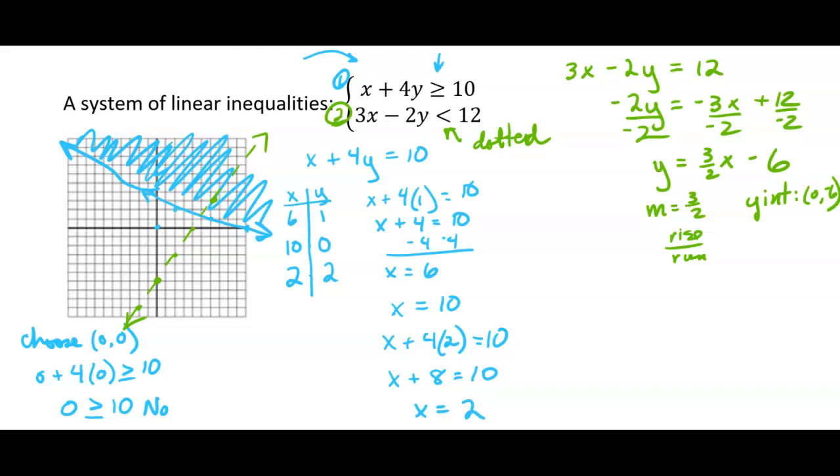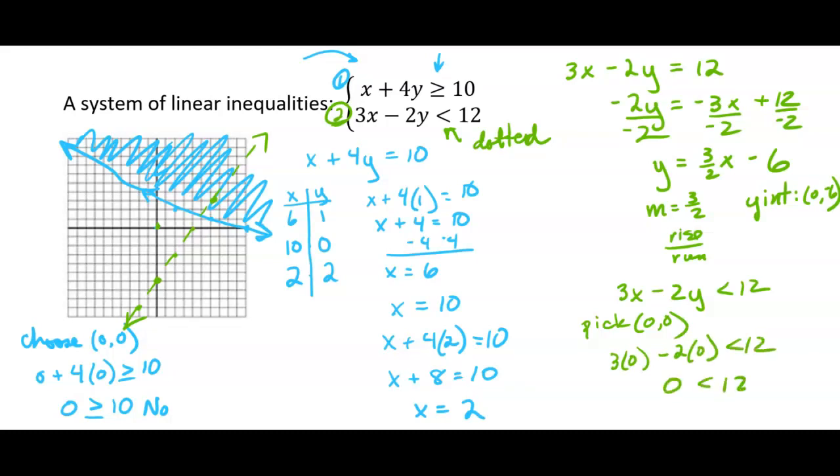Okay, pick a point not on the line. So I'm going to pick 0, 0 again because I can. And I'm going to plug it into the original inequality. So the inequality said 3x minus 2y is less than 12. And I'm picking 0, 0. Again, you can pick another point if you want. Zeros are convenient when you're multiplying. And so I get 0 is less than 12. Yes, that is true. So it means that my point 0, 0, I'm trying to make it big there, that point does work. Now remember, you're on the green line. So it's everything on this side of the green line.